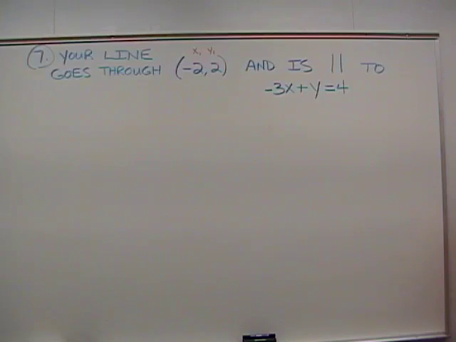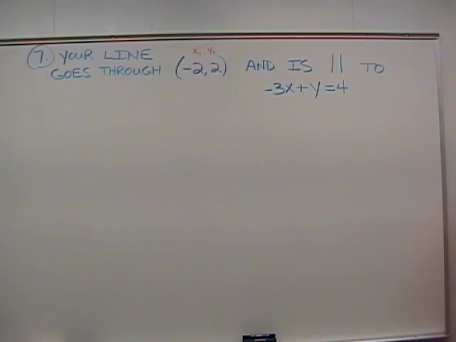Now in problem number 7, it says that your line goes through the point (-2, 2) and is parallel to the book's line, which happens to be negative 3x plus y equals 4. Of course, we know by now that we need to use the slope of the book's line to figure out what our slope is, because since our line is parallel to the book's line, our slope is going to be the same as the slope of the book's line.